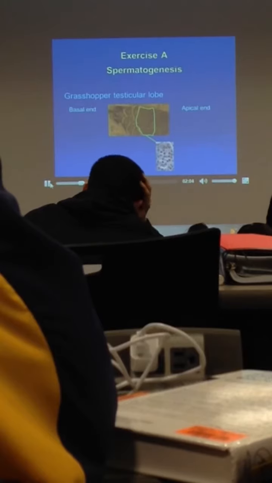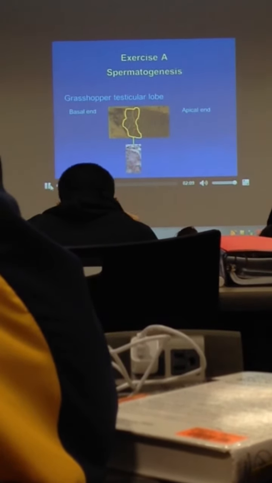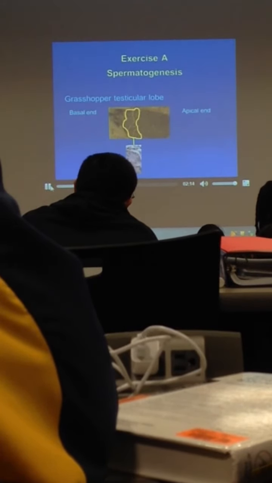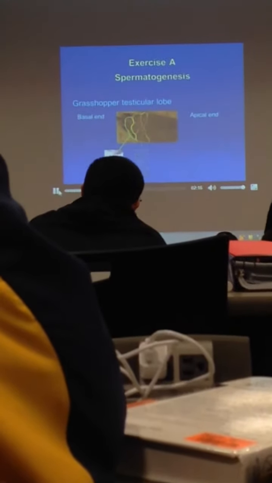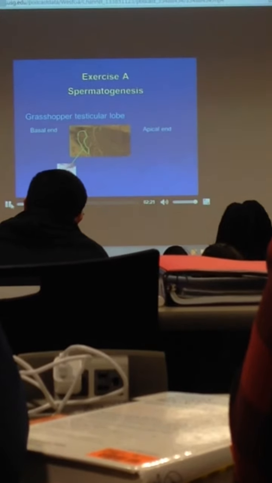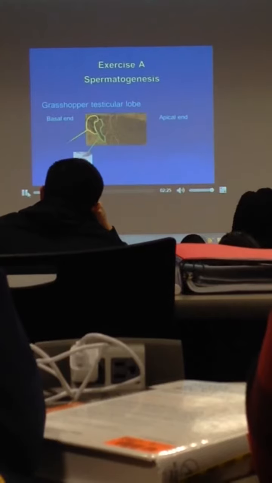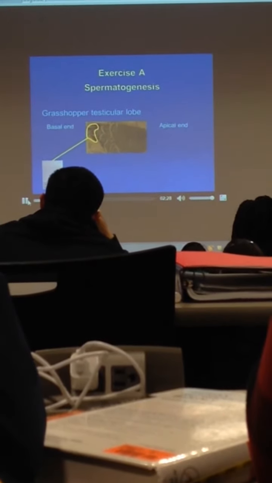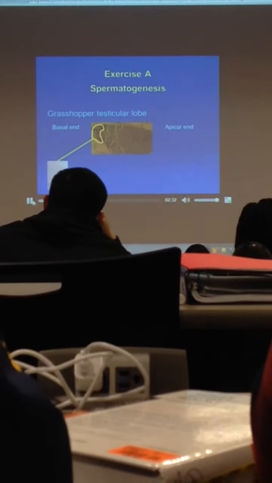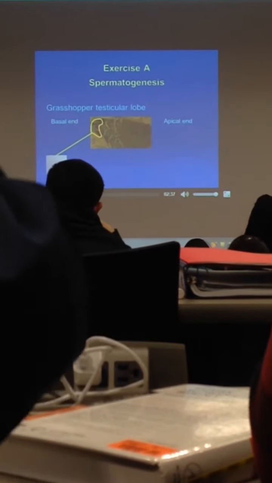So the first division is going to give you primary spermatocytes. Cysts to the immediate left of the primary spermatocytes contain smaller secondary spermatocytes. To the left of the secondary spermatocytes are even smaller spermatids. Cysts at the basal end of the testicular lobe, located on the very far left, contain sperm undergoing the process of spermiogenesis. Recall that during spermiogenesis, a spermatid ejects most of its cytoplasm and grows a flagellum.